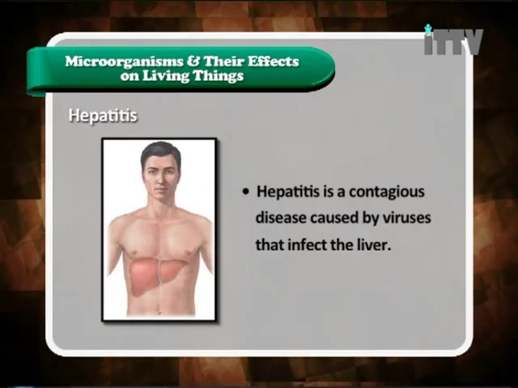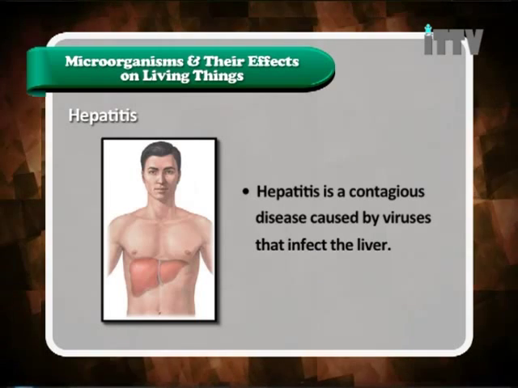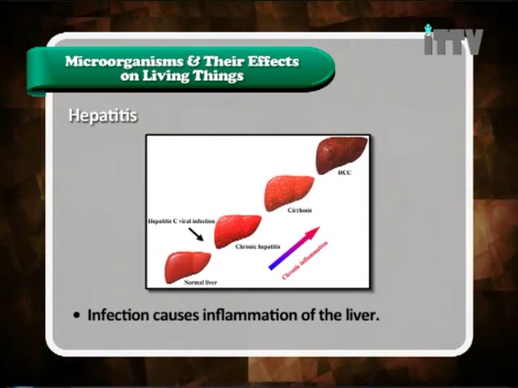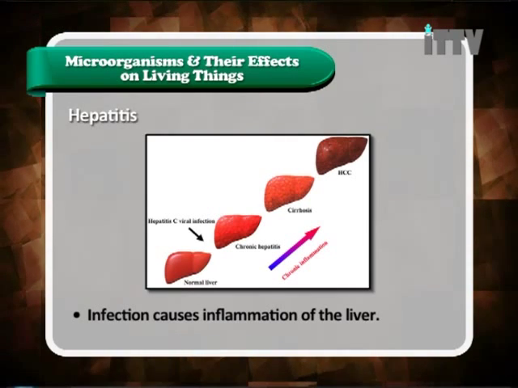Now let's look at the next one, that is hepatitis. Hepatitis is a contagious disease caused by viruses that infect the liver. Infection causes inflammation of the liver. So hepatitis is because of a virus whereby it goes and attacks the liver.